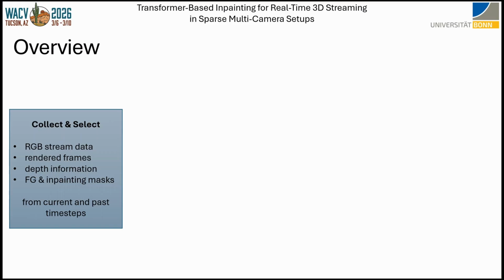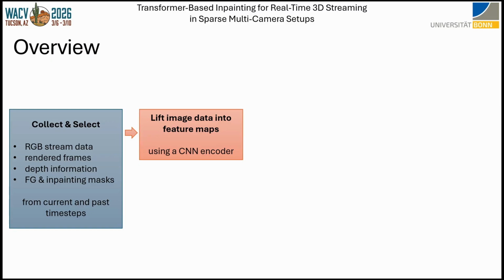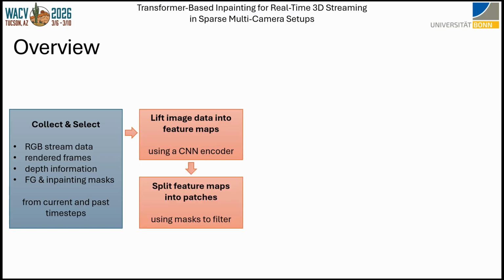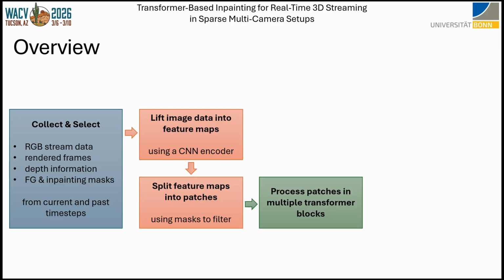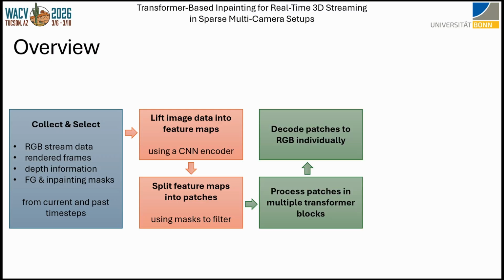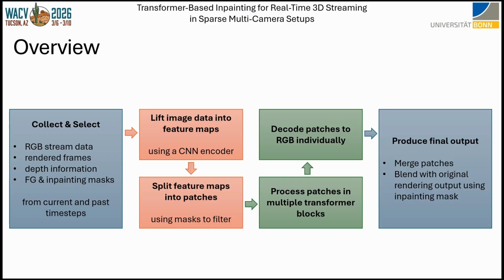Our model processes the data in several stages. First, we collect the required inputs. These include RGB frames from the camera streams, previous and current novel view renderings, the depth used during rendering, and the foreground and inpainting masks. Next, the images are passed through a CNN encoder that produces feature maps. These feature maps are then divided into patches. A set of transformer blocks processes these patches. Finally, the result is decoded back into RGB space and merged with the rendering. We will now look at these steps in more detail.